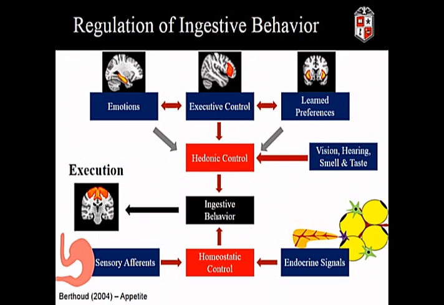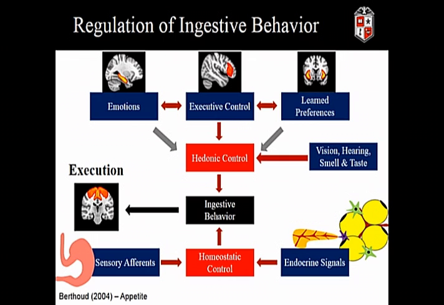So, at the outset, hedonic control and homeostatic control are two factors that regulate the decisions to ingest. The homeostatic mechanisms include sensory afferents and signals, both endocrine and neural, from the gut, and also the adipose tissue, liver, pancreas, and even muscle tissue provide signaling through that system that also signal brain regions that influence the decision to ingest based on the available nutrients and or energy in the system.